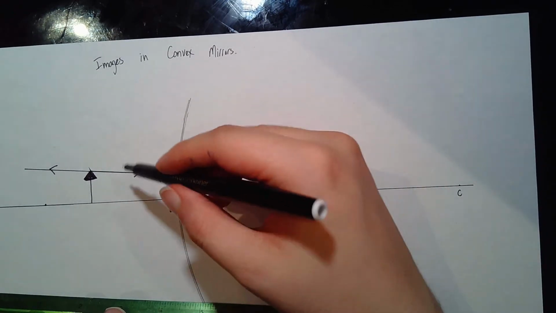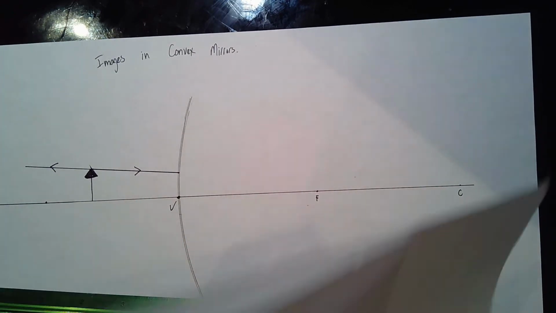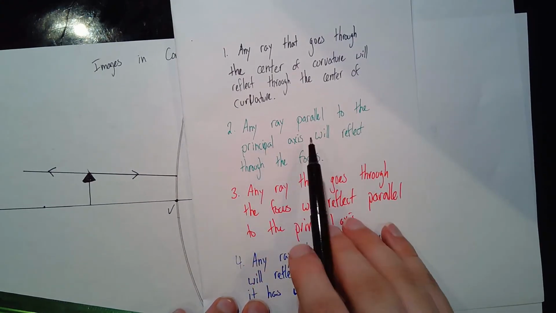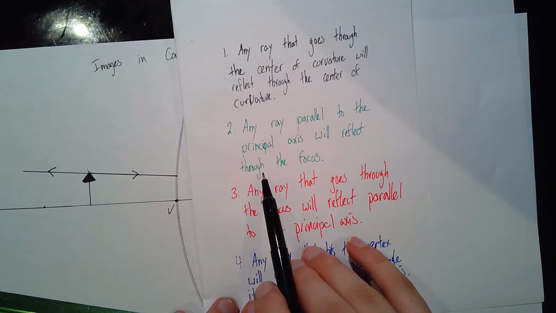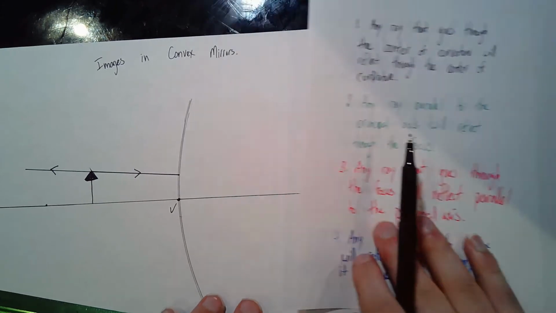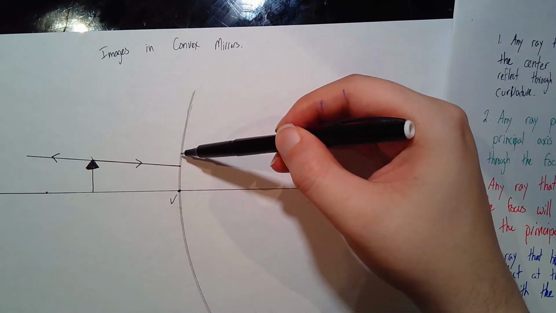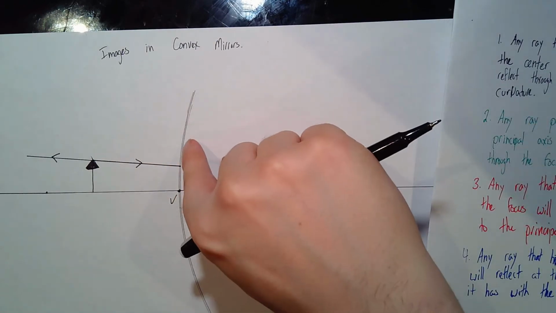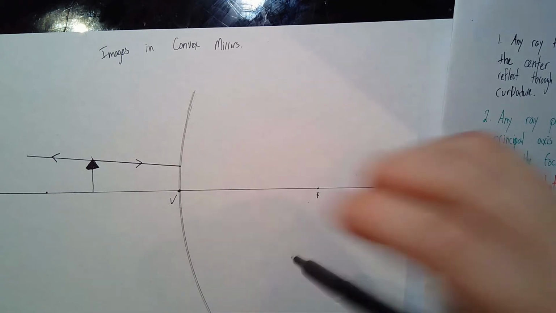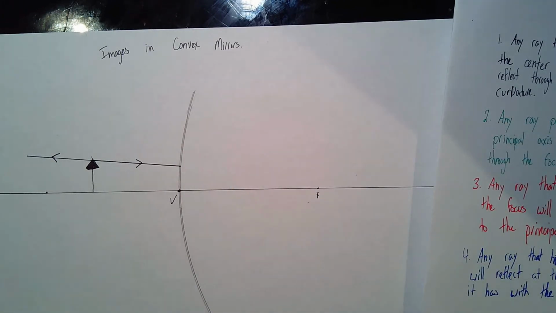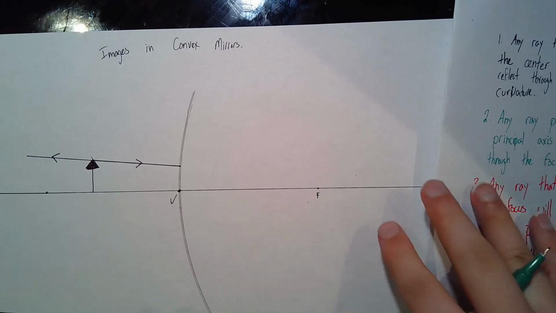Now, I'm going to look at rule 2 and see how that gets modified. So rule 2 said that any ray parallel to the principal axis will reflect through the focus. Again, we have the same problem, right? Our ray of light is going to be coming here. It will not go through the mirror. So instead of going through the mirror, it's going to reflect exactly away from the focus, right? So instead of reflecting through the focus, it will reflect away.